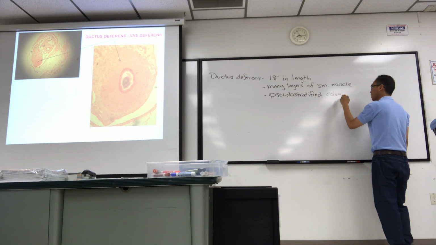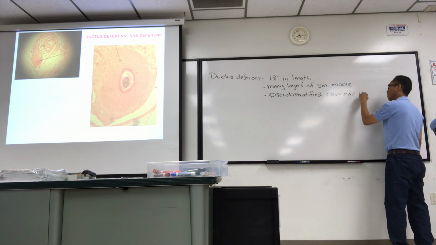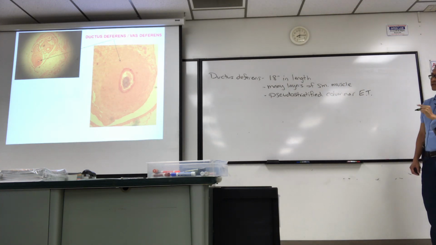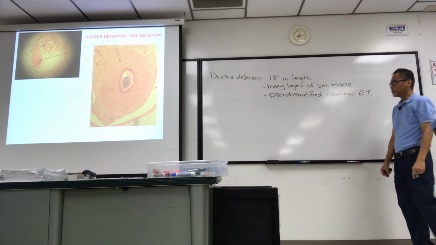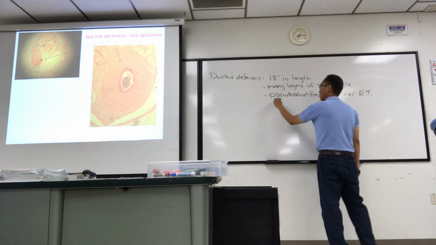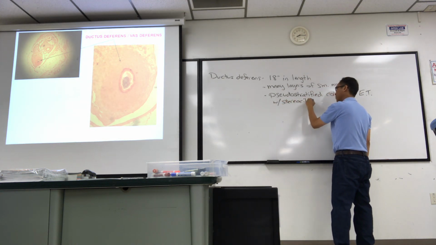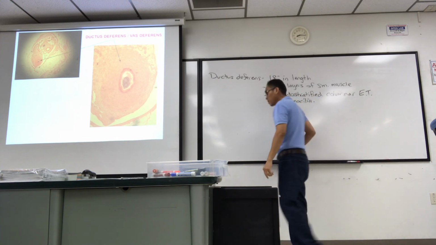It's a pseudostratified columnar epithelial tissue. I always abbreviate ET. Usually what you'll see, it's hard to see because it's out of focus, you'll see stereocilia, which will help beat the sperm along with the duct.